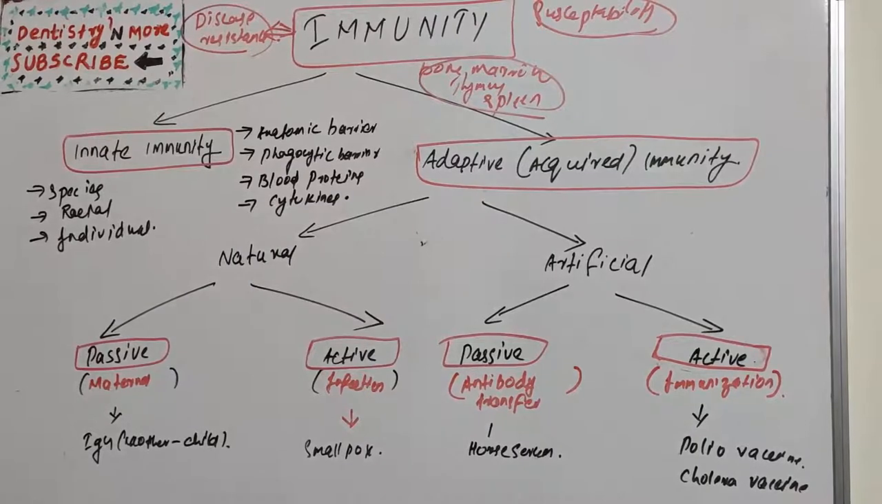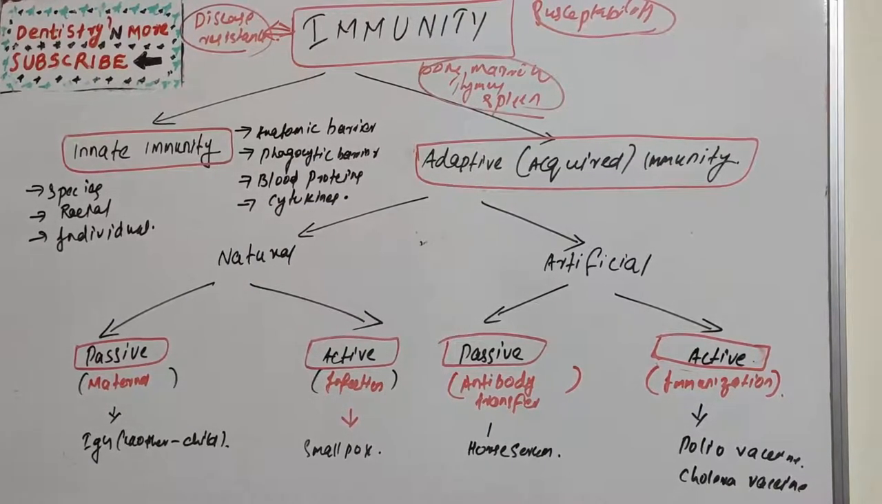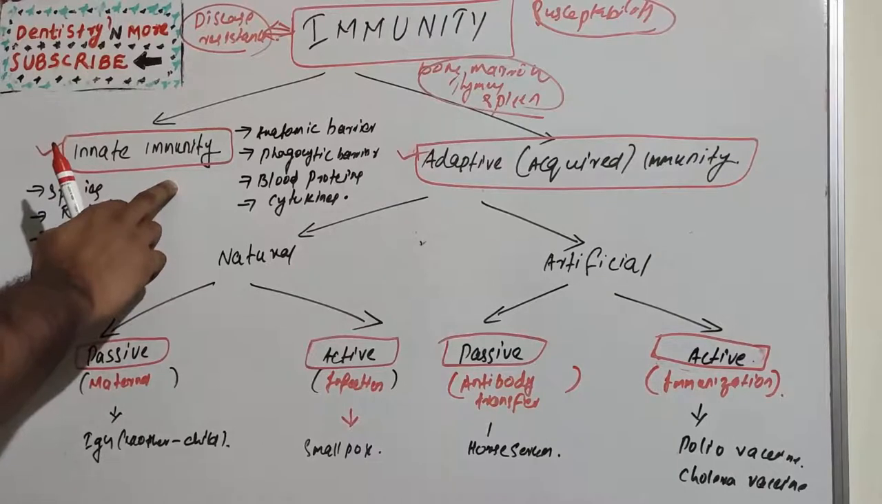Now let's move on to the classification of immunity. Basically, we have two types of immunity. One is innate immunity, and the other one is adaptive or acquired immunity. Innate immunity is by default, we get some immunity before any type of infection. We already have this immunity to many diseases.